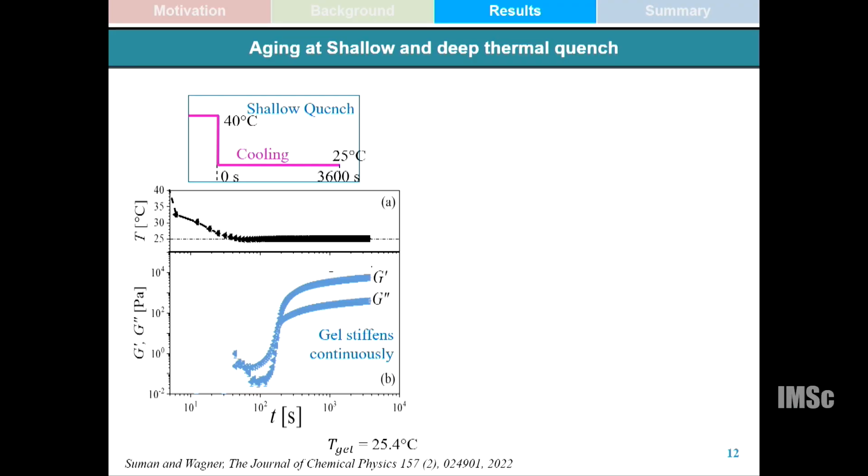so that we can quantify what is a shallow or what is a deep quench for this particular system. So we take the system, put it on a rheometer, and give it a shallow thermal quench, which means taking it from 40 degrees to 25 degrees, which is just 0.4 degrees below the gel point temperature.